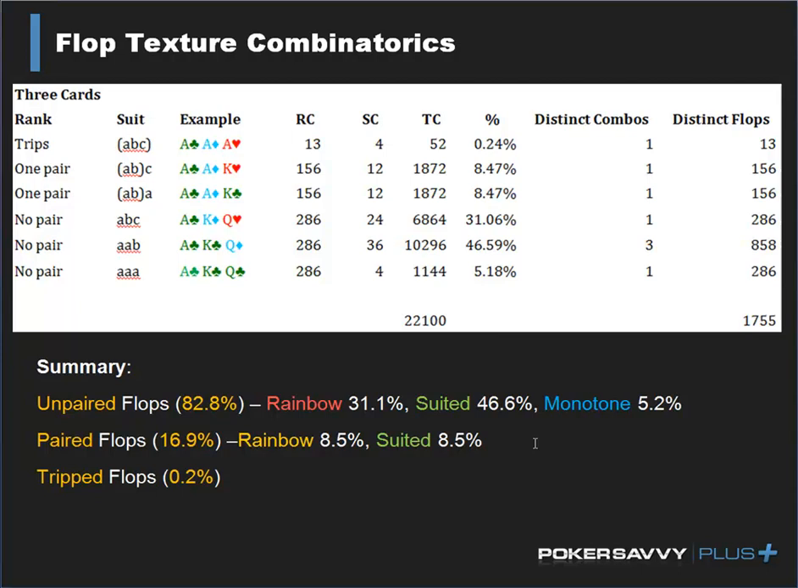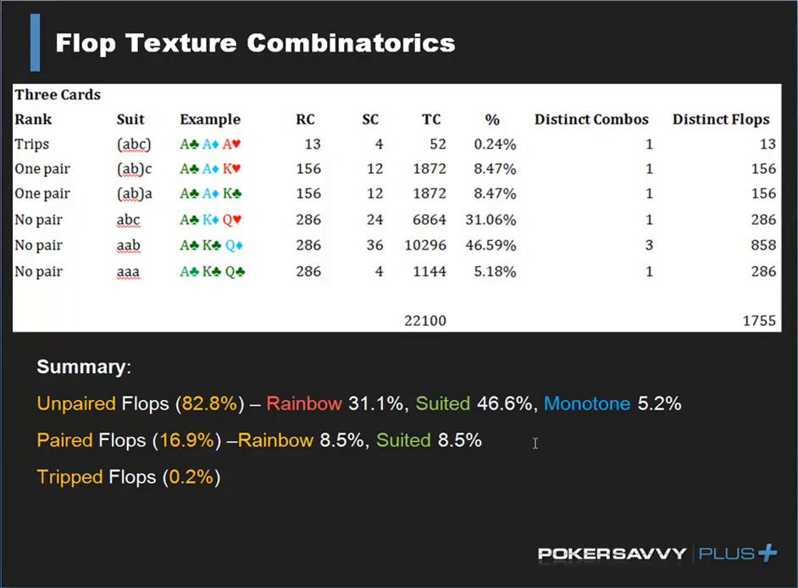The other thing I want to point out is the relative frequency of rainbow and suited flops. Of the unpaired flops, which is the majority of flops, but not all, about 80% of all flops, there is a 2 to 3 ratio of rainbow to suited. In other words, just over 30% of all flops are rainbow unpaired, and just over 45% of all flops are suited unpaired.